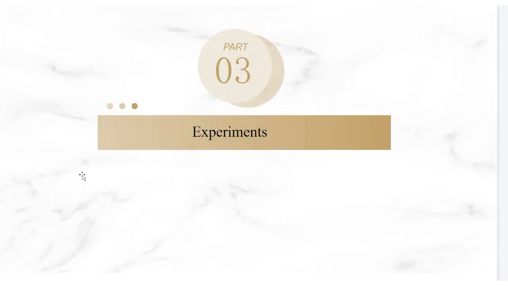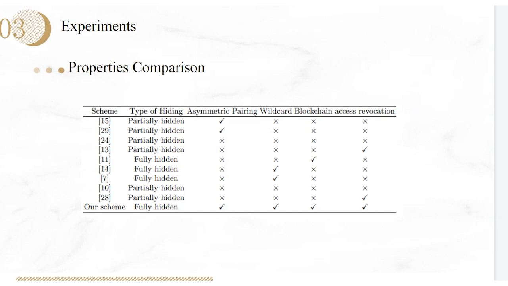The third part is the experiments. In this section, we compare the proposed scheme with the existing methods, which are shown in the table. We primarily compare the access revocation, type of hiding, and other performance features. Comparative results show that the proposed scheme has certain advantages in different properties.